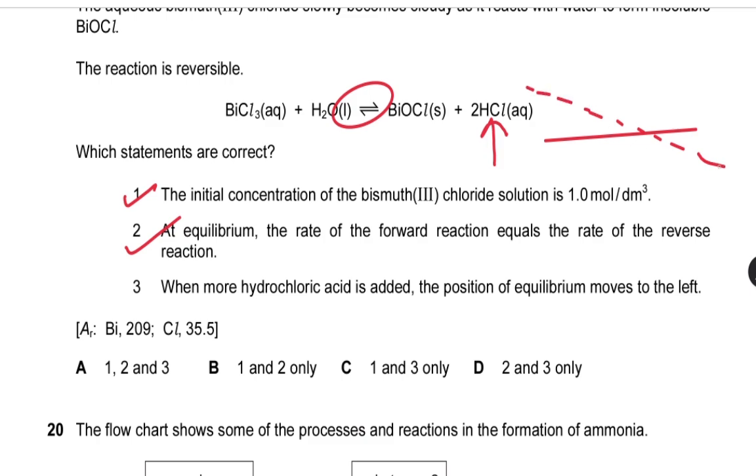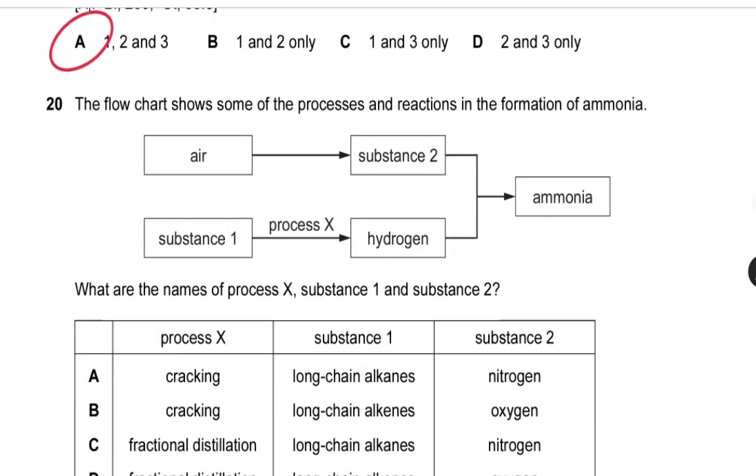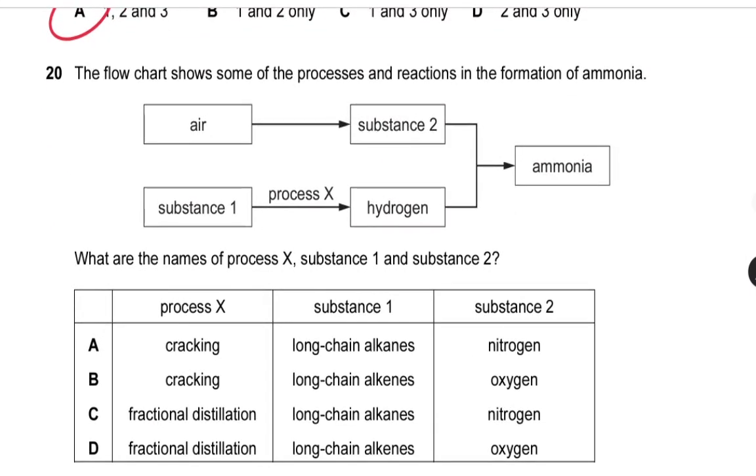So if you increase it, when you add it, see, it will move from higher concentration to a lower concentration, so equilibrium will shift towards the left. So this option is also correct. Answer is A.